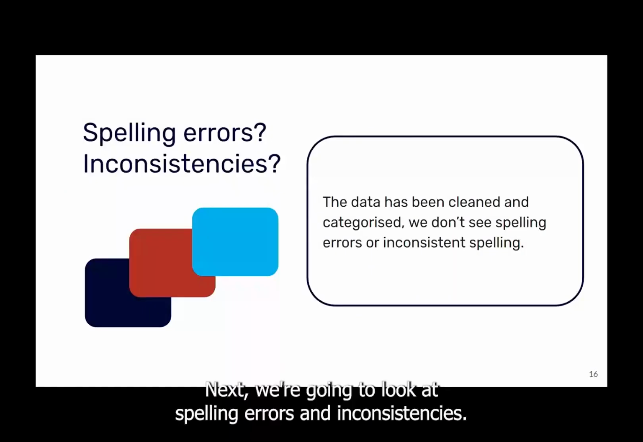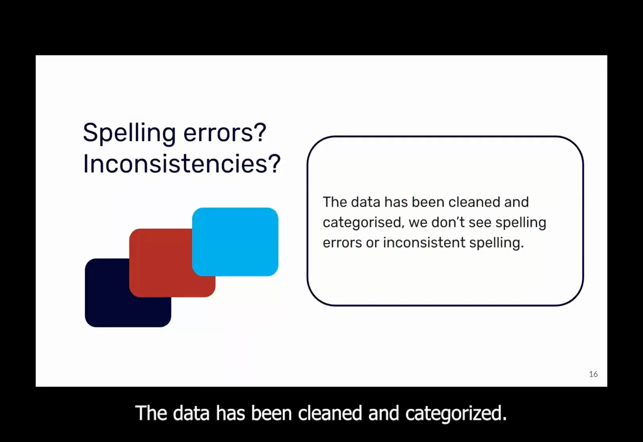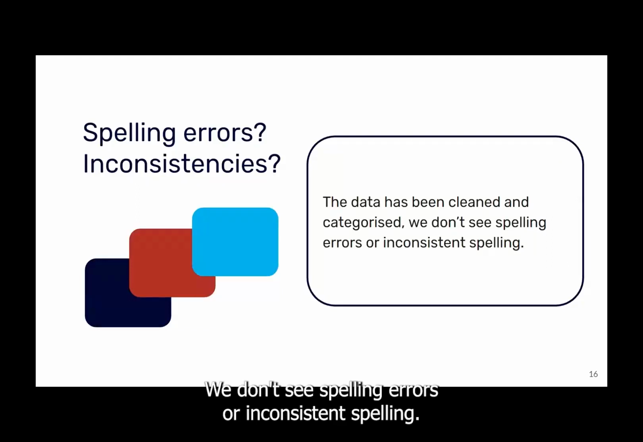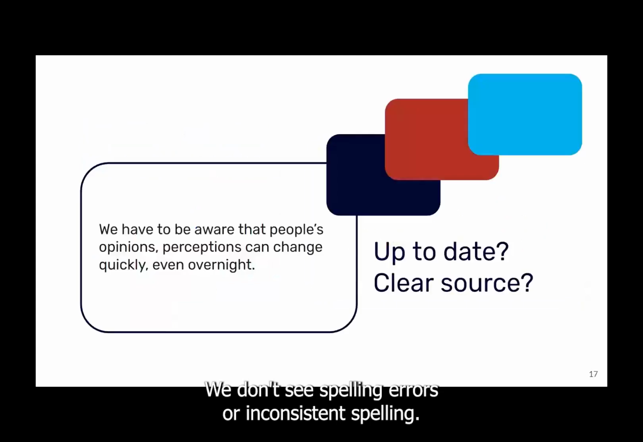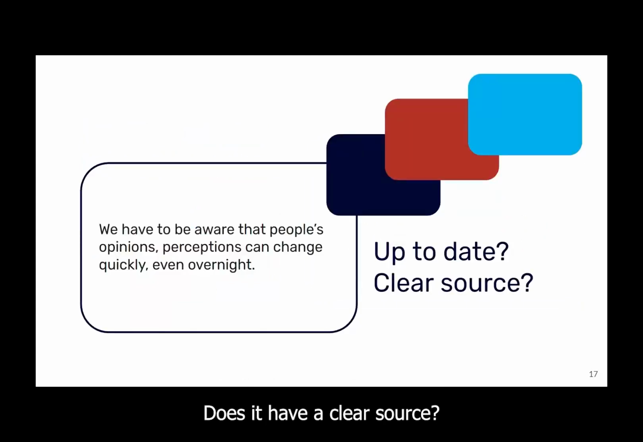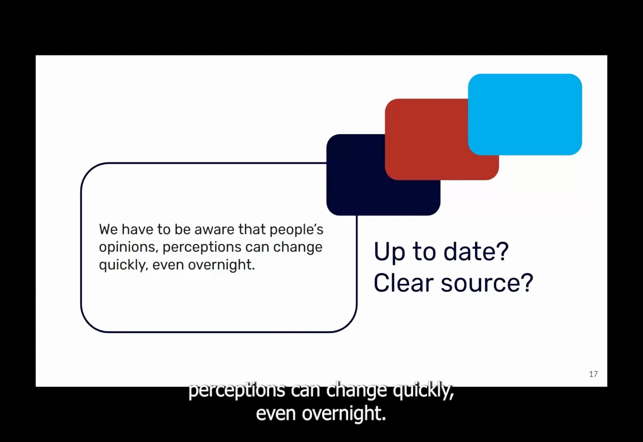Next, we're going to look at spelling errors and inconsistencies. The data has been cleaned and categorized. We don't see spelling errors or inconsistent spelling. Is this data up to date? Does it have a clear source? We have to be aware that people's opinions, perceptions can change quickly, even overnight.